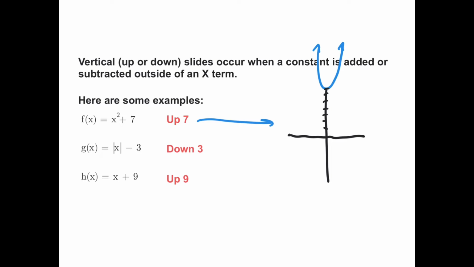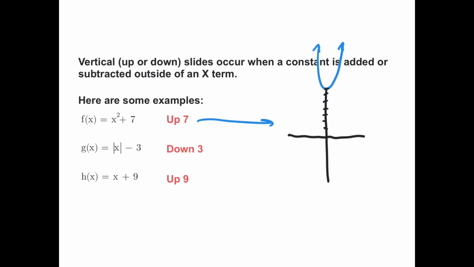Now, that being said, if you aren't sure where it goes, if you aren't sure what the transformation is, you can make a table of values and graph it and dial it in perfectly and then be able to go, oh, that's what happens to the parent function. You can work it that way if you don't see it right away. That's the strategy I recommend.